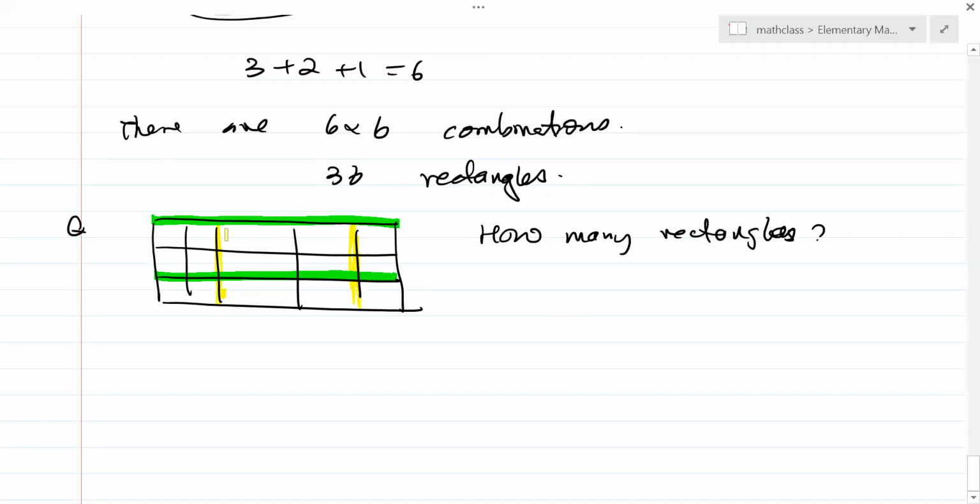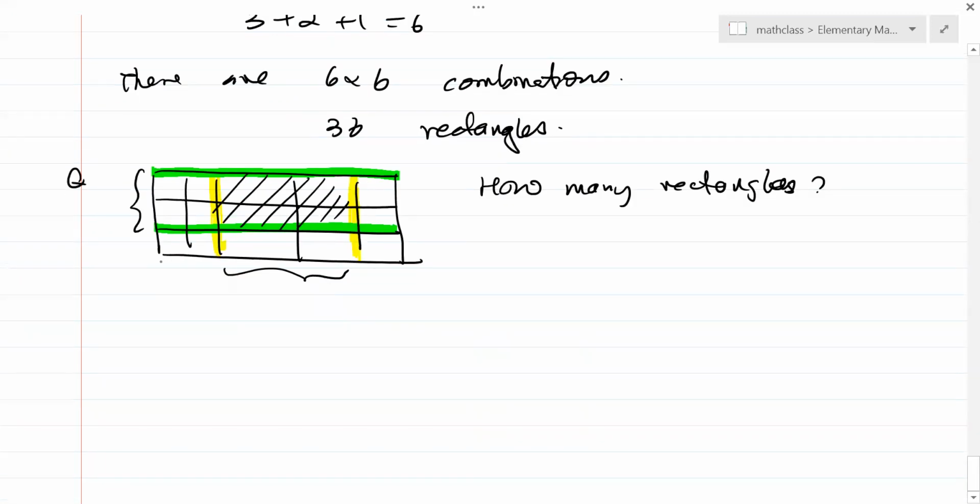So those pairs of vertical lines and horizontal lines determine a rectangle, right? So this rectangle is determined by, yeah. So you need to count the number of pairs of horizontal lines and vertical lines. Okay. So let's count how many vertical lines. 1, 2, 3, 4, 5, 6.